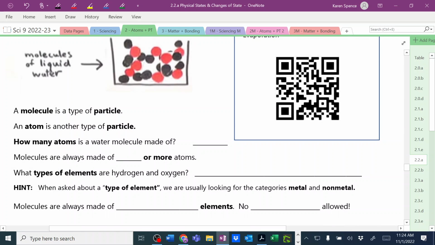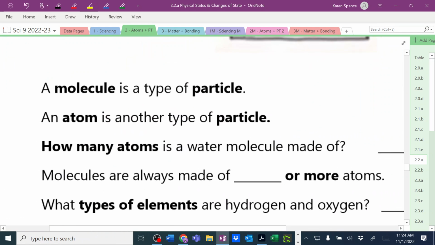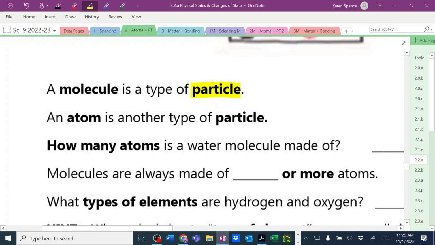Let's fill this in together. A molecule is a type of particle. An atom is another type of particle. Which one is the bigger particle usually? The molecule. Now, if you had a little tiny molecule like say H2, because the atoms are so small, it might actually be smaller than a really big atom like a uranium atom. But in general, the molecule is bigger.